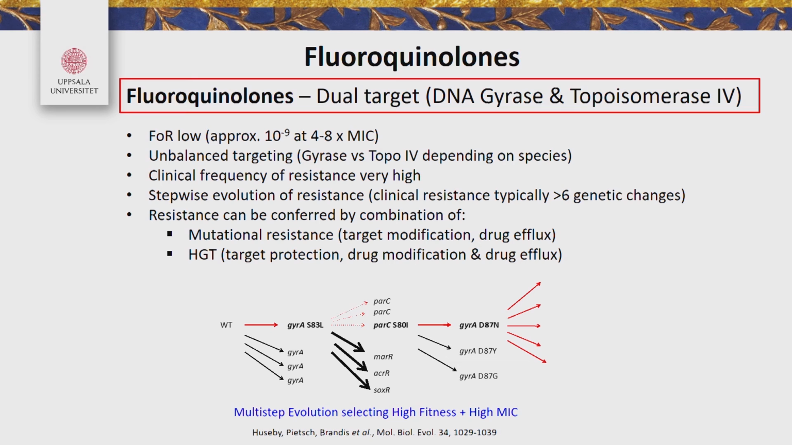Additionally, there are horizontally transferred elements that confer resistance to fluoroquinolones. And so in spite of this having very good properties, we do know that there's quite a lot of fluoroquinolone resistance out in the world now because of the fact that even though it's dual targeting, you can climb your way up to quite high resistance.